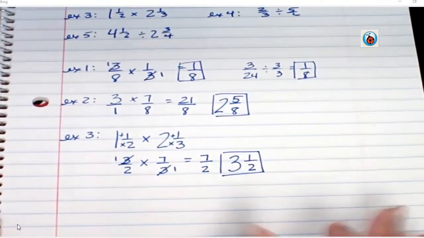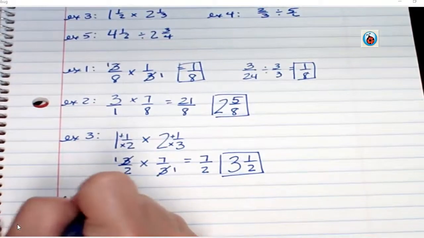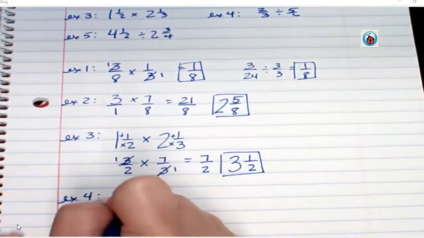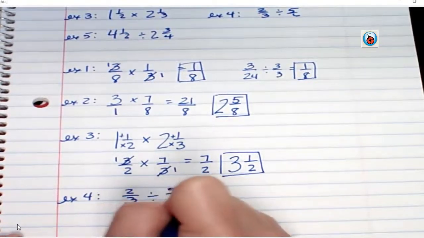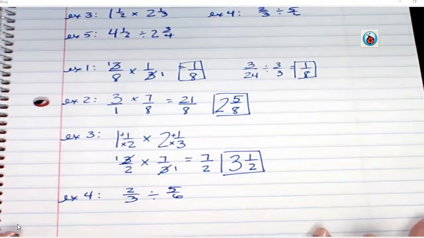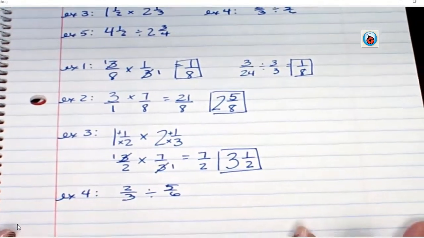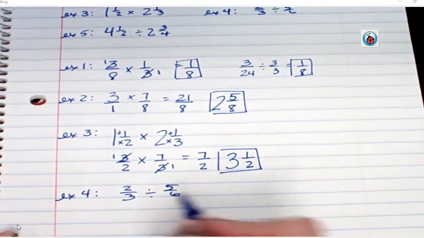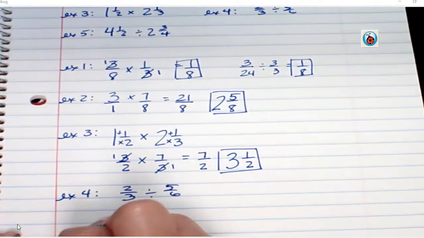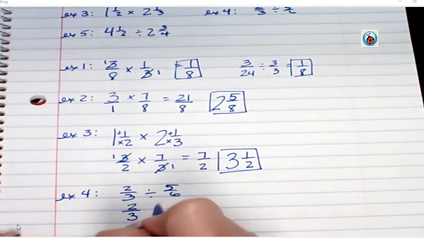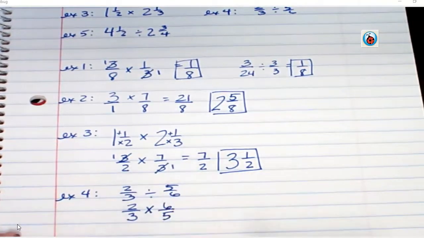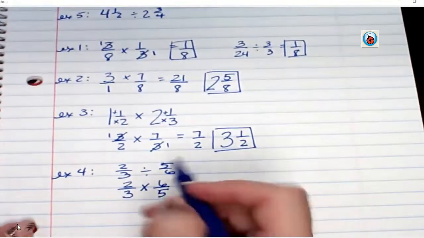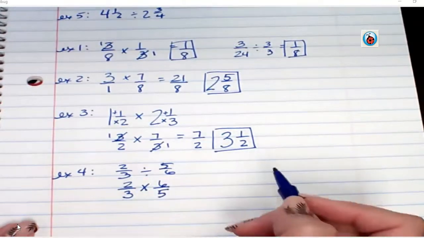All right, let's try division. I'm going to take 2/3 and divide it by 5/6. Well, with fractions, you don't actually divide them. So what I'm going to do is keep the first number the same, and then you multiply by the reciprocal. Reciprocal is simply a fancy way of saying flip it.